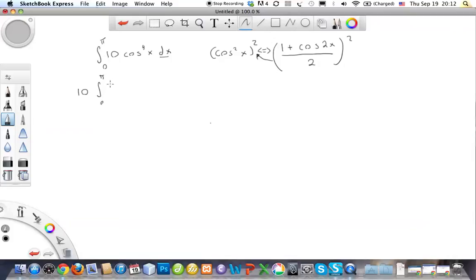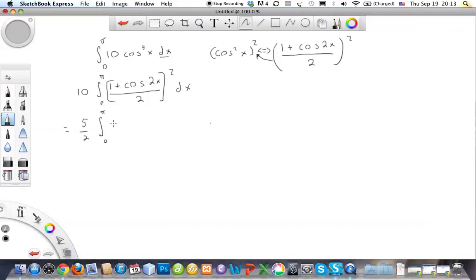So I'm going to have 1 plus cosine of 2x all over 2, squared, dx. Alright, now I'm going to simplify this. I'm going to pull that 2 out as a 4, so it's going to be 10 over 4. We're going to get 5 halves, the integral from 0 to pi.